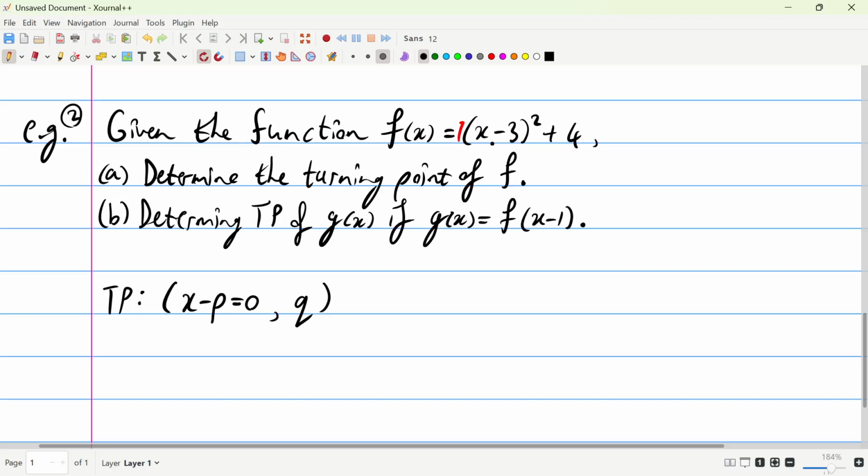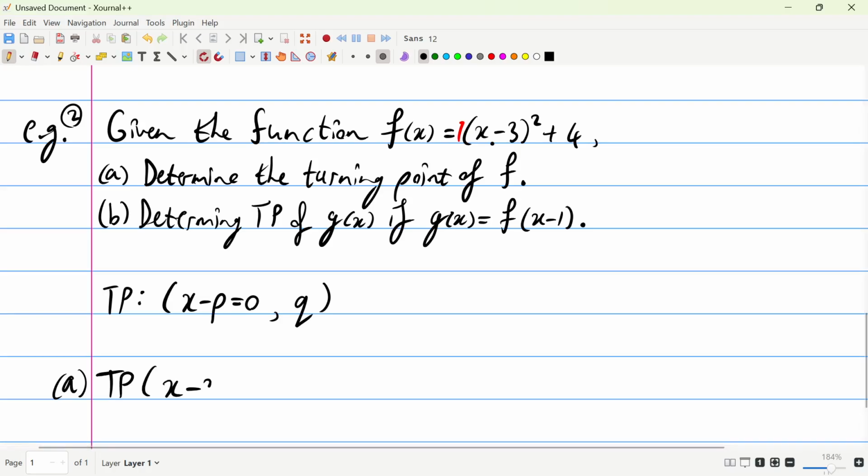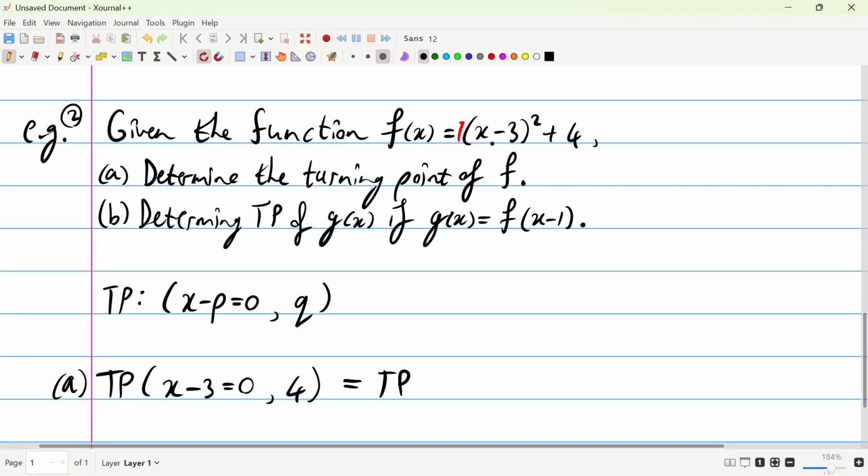So if you're going to answer number A, then the turning point is going to be: x minus 3 equals 0, and the q value is positive 4, so therefore the turning point is x equals 3, meaning it's just going to be (3, 4). Because remember, this is just the coordinate. Once you find the actual x value, you just place that real value in here.